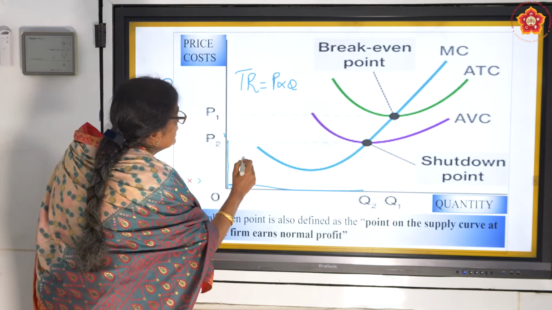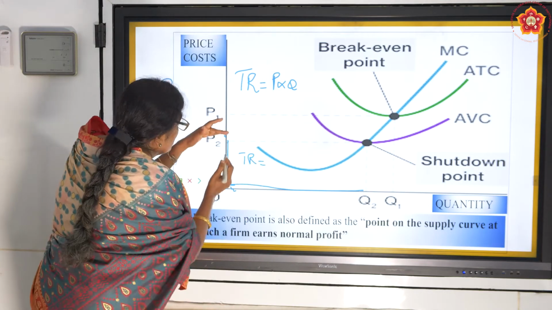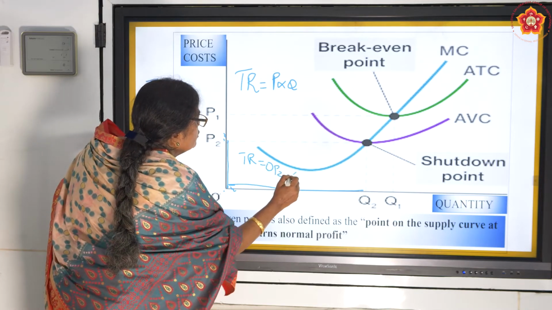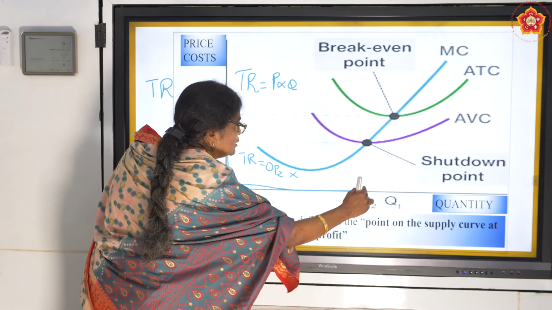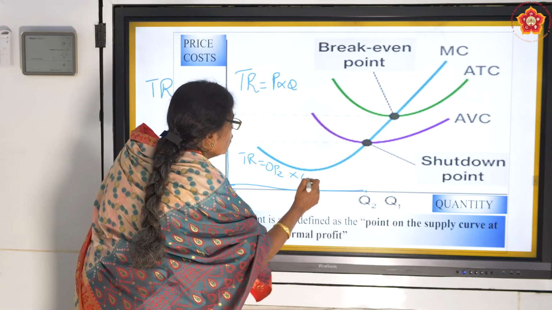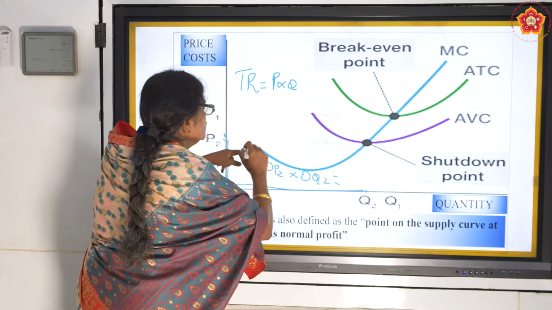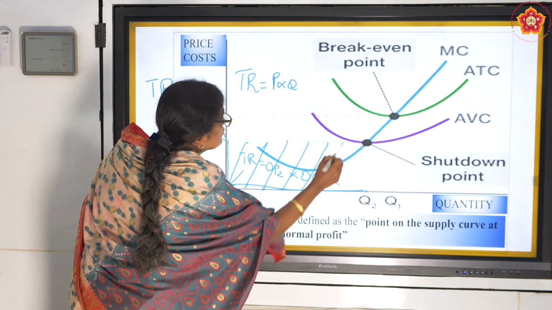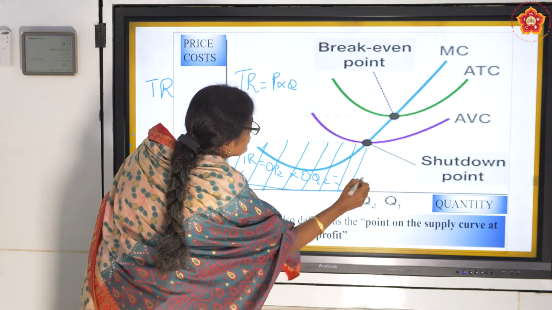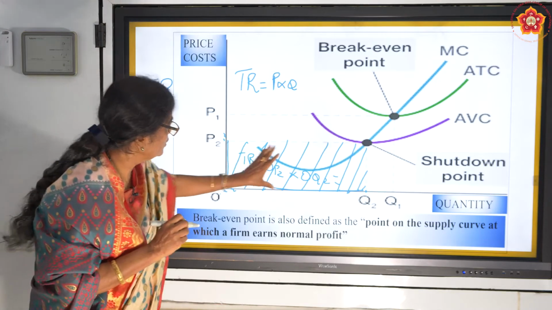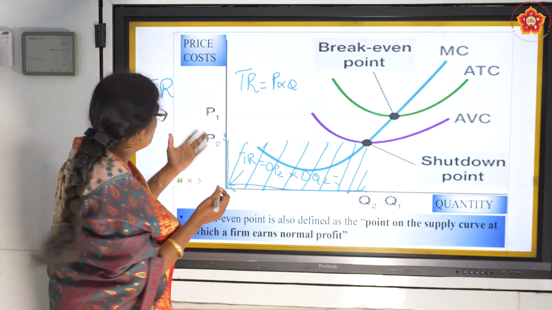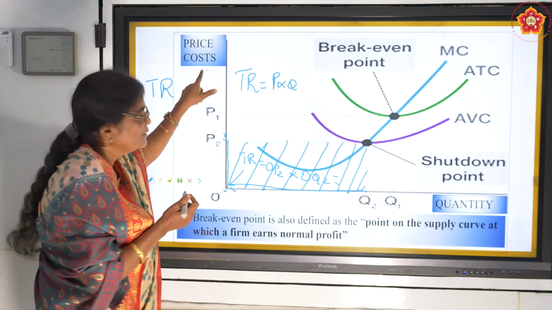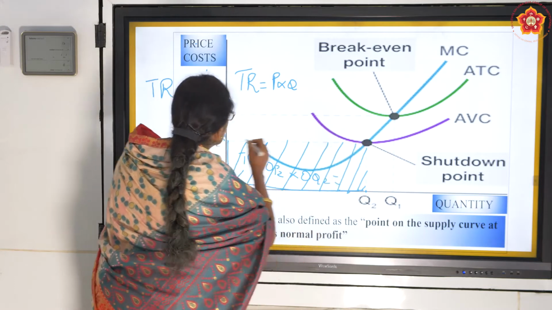Therefore, TR is what here? TR is equal to price. Price is measured by this height, OP2, into the quantity produced at that point P2, the level of output OQ2. This will give you the total revenue, this whole area. This area is total revenue, and what is the cost? Cost also, because this y-axis indicates not only price but also cost. Therefore, the minimum cost is also the same area.